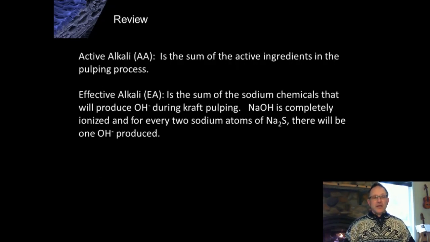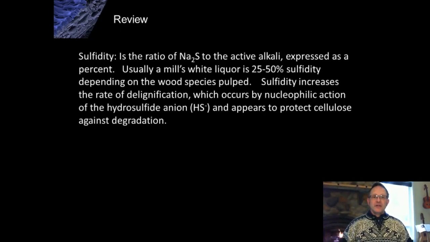And so if we go and review, again, our active alkali is the sum of the active ingredients in the pulping process. Our effective alkali is the sum of the sodium chemicals that will produce hydroxide during Kraft pulping. In this case, NaOH is completely ionized, and for every 2 sodium atoms of Na2S, there will be 1 hydroxyl produced. Okay, so that's where the NaOH plus half Na2S comes in. Your sulfidity is the ratio of Na2S to the active alkali, and it's expressed as a percentage.